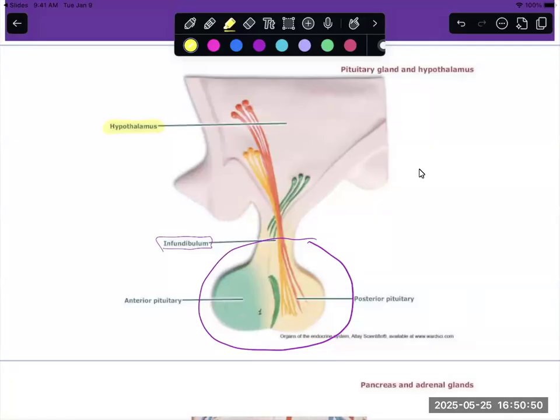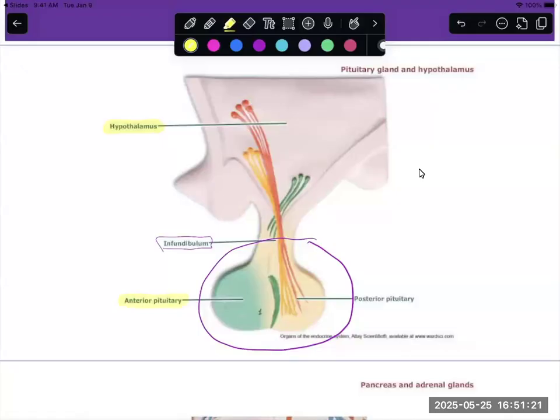the pituitary gland is separated into an anterior and a posterior portion. The anterior portion creates a lot of hormones, some of them going to other endocrine glands to cause their hormones to be released. It also can go directly to specific areas like growth hormone.